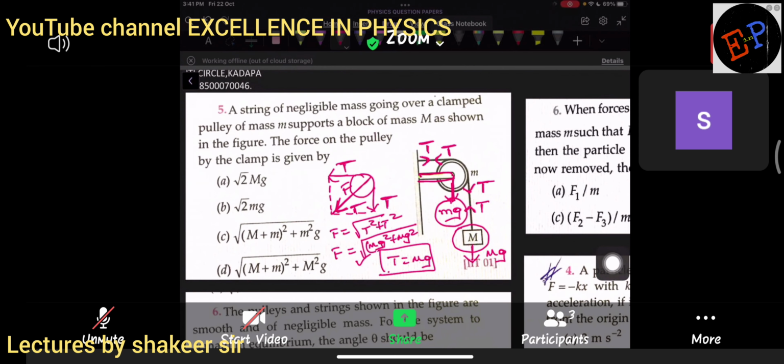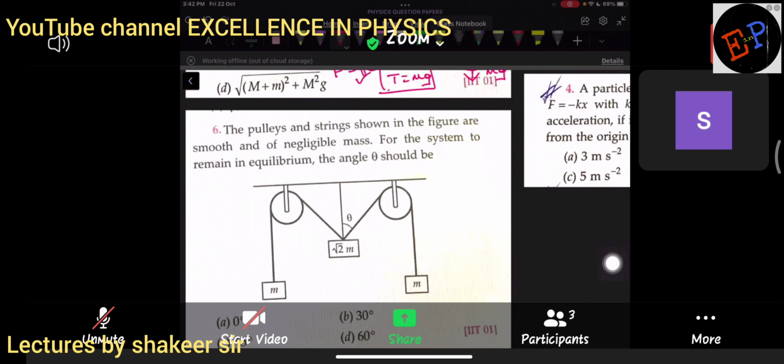This pulley is attached to the clamp. So the pulley will exert a force on the clamp. Then by Newton's third law, the clamp also will apply force on the pulley. So the sum of all these forces is nothing but the force applied by the pulley on the clamp, and that is again equal to the force applied by the clamp on the pulley. Are you able to understand now? That is the method in which we are supposed to solve this problem. That's it. Okay, so next, see question number 6.